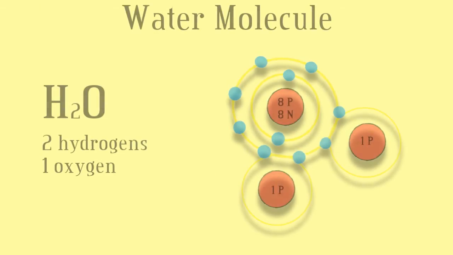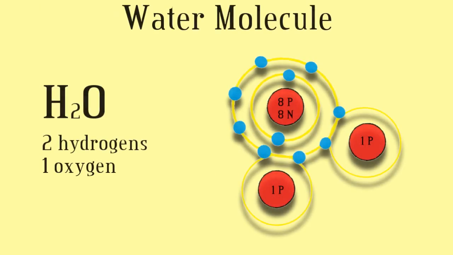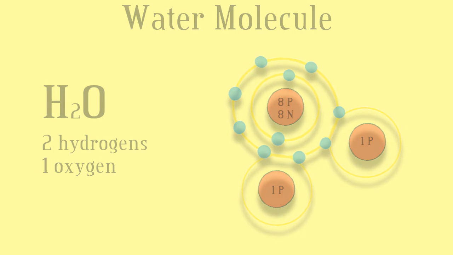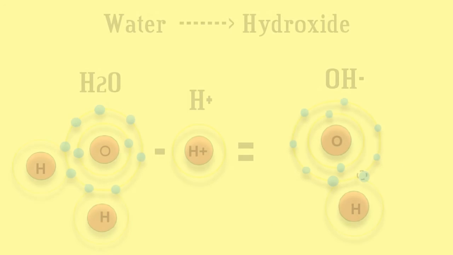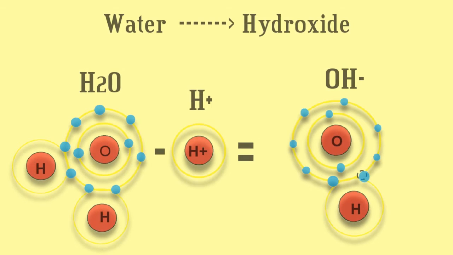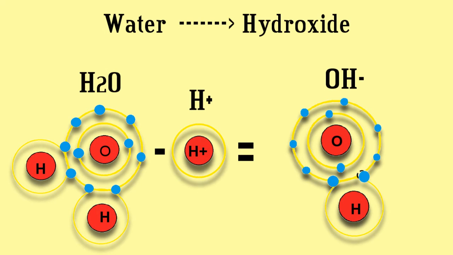What is hydroxide? To understand hydroxide, we must have a good understanding of the water molecule. How water turns into hydroxide. If water loses a hydrogen ion, it becomes hydroxide.